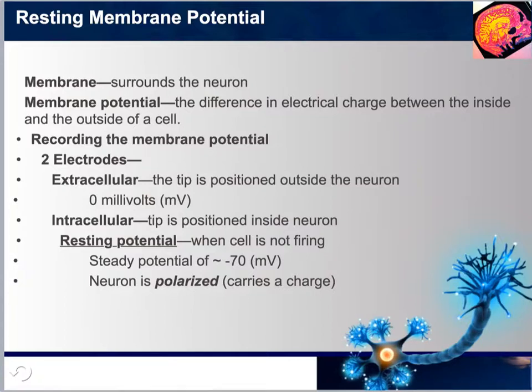The tips of microelectrodes are less than 1,000th of a millimeter in diameter, much too small to be seen by the naked eye. When both electrode tips are in the extracellular fluid, the voltage difference between them is zero. However, whenever we put one microelectrode inside and the other one outside, then we're able to read a negative charge, and it is what we call the resting potential that has a steady potential of approximately negative 70 millivolts.